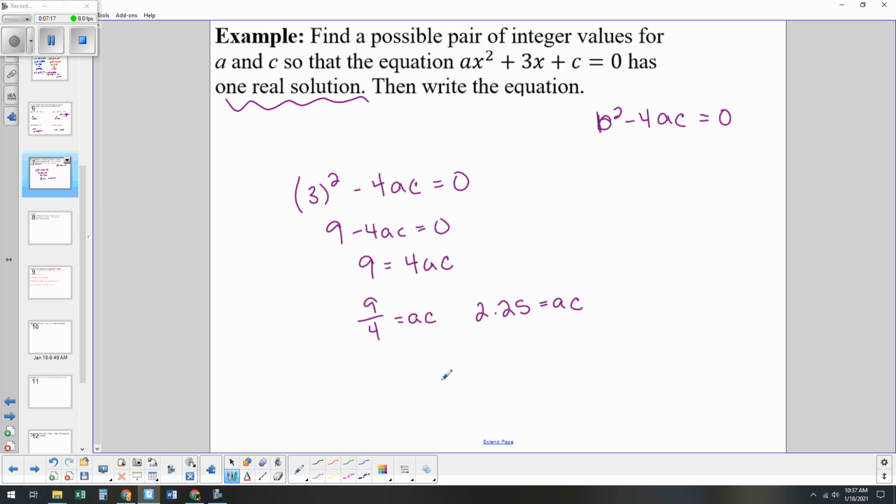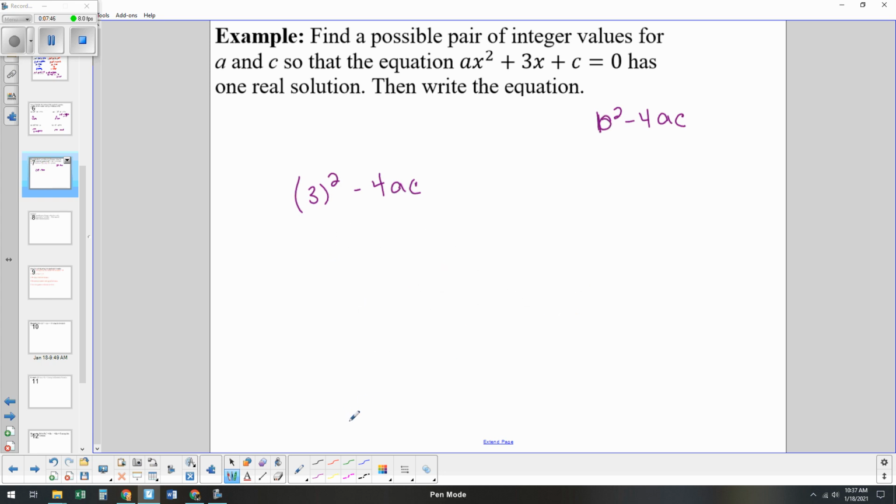So what I'm looking at is I want to know what two numbers I can multiply to give me 2.25. We're going to pause here for a second. Okay, so I realized my problem. My directions are wrong. It should not be one real solution. Just going to change things a little bit. I knew there was something off there. This direction should actually say two real solutions. All right, so let's adjust.